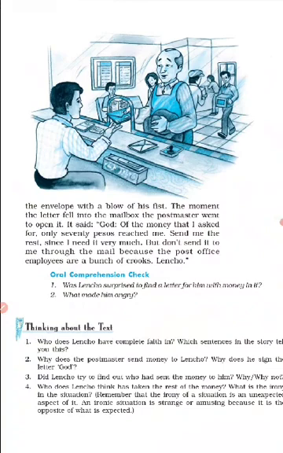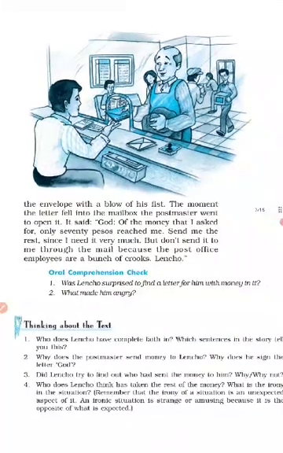Okay, so here we completed the oral comprehension. Two questions are there. Was Lencho surprised to find a letter for him with money in it? No, not at all, because he is very confident that God will send him the money, whatever amount he wants. What made him angry? Because he only saw 70 pesos inside the envelope, but the remaining 30 pesos were not there. That's what made him angry.